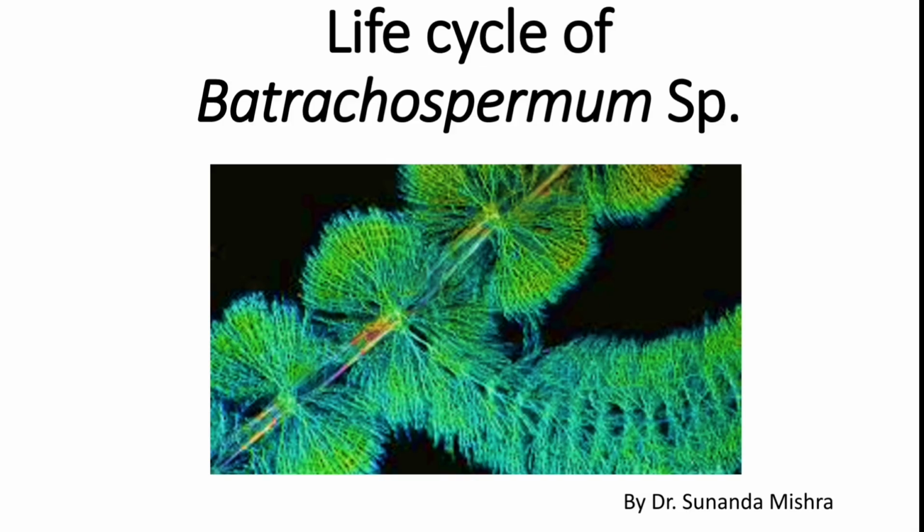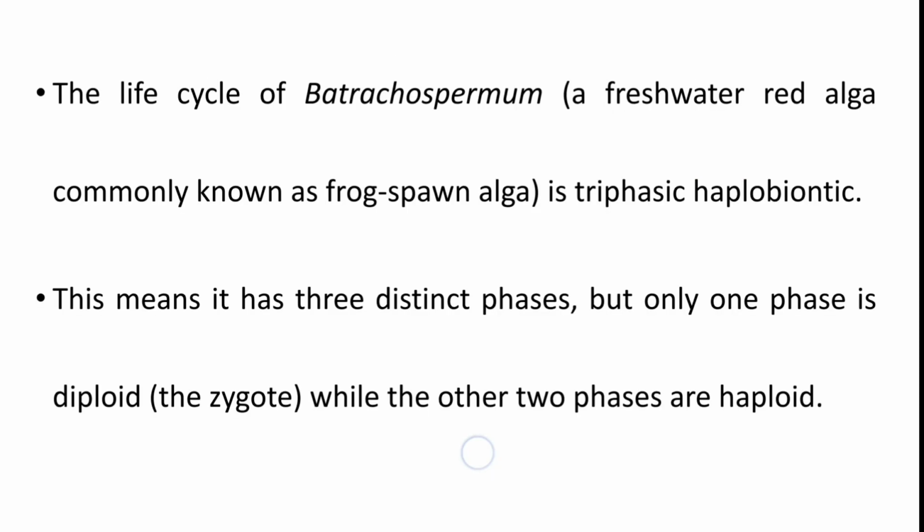In this video we will discuss the life cycle of Batrachospermum species. Batrachospermum is a freshwater red alga. It comes under the class Phaeophyceae, subclass Floridae, order Nemalionales and family Batrachospermaceae. This is the systematic position of Batrachospermum.